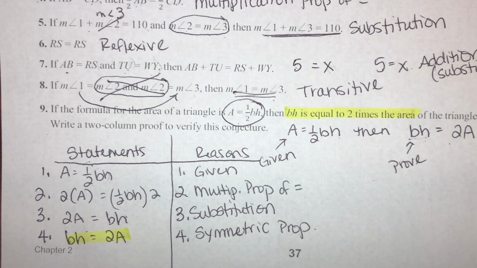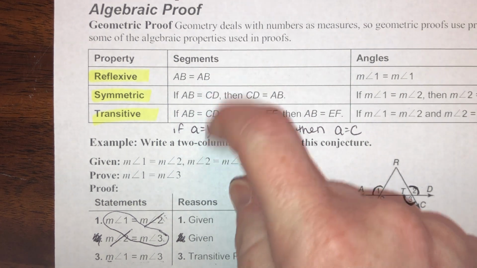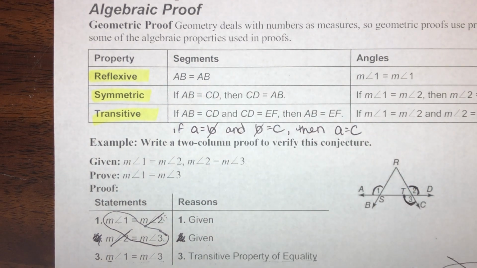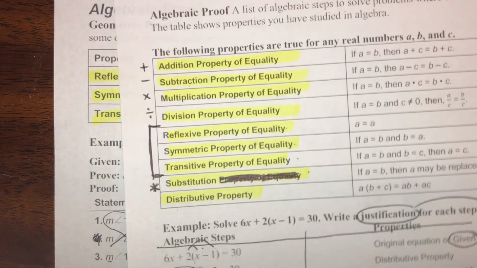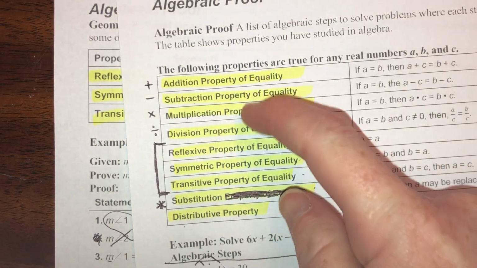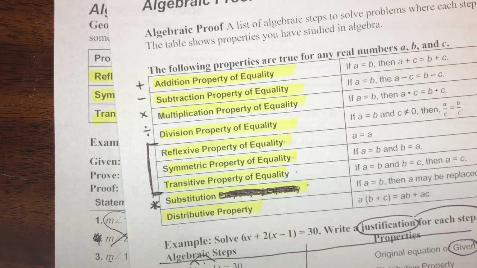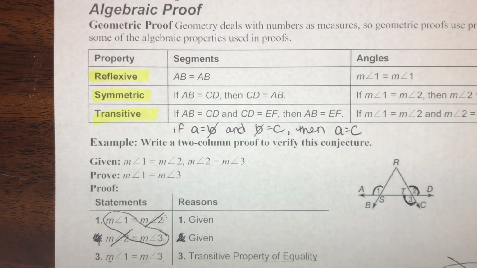You'll have a worksheet to try. It's the same kind of stuff. It's not any more difficult, but you will need to get used to especially these three properties, but also the other properties listed on the front along with them. These are the three on the back, and then all these properties of equality, the four, substitution, and distributive property. Okay, let me know what questions you have.